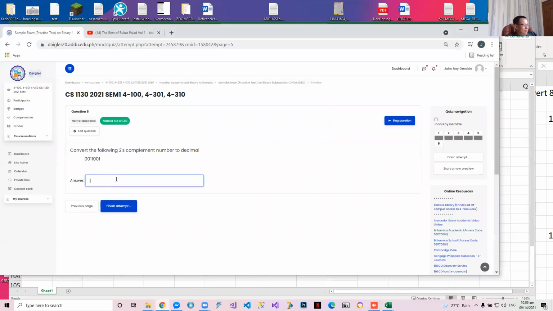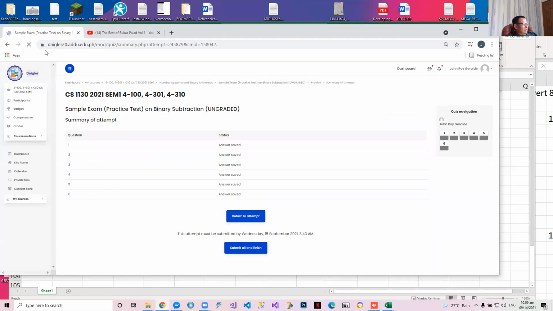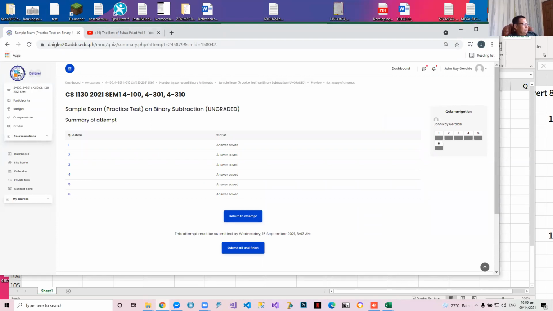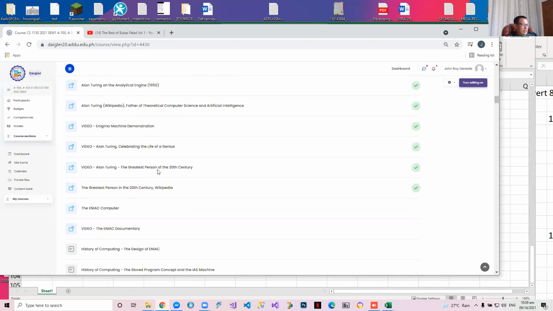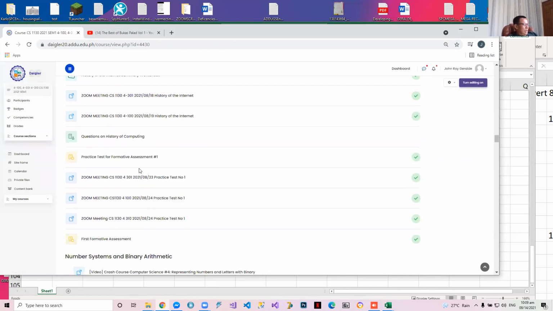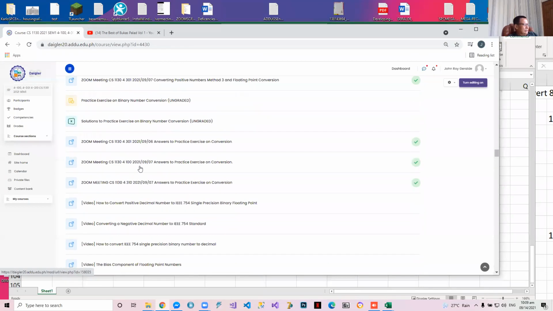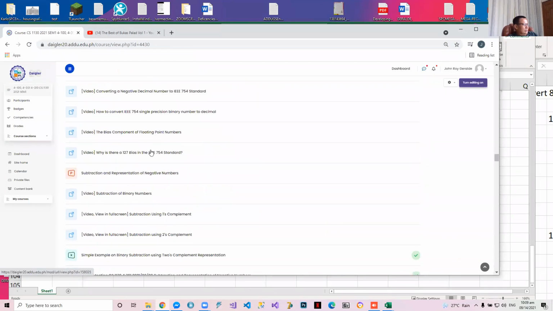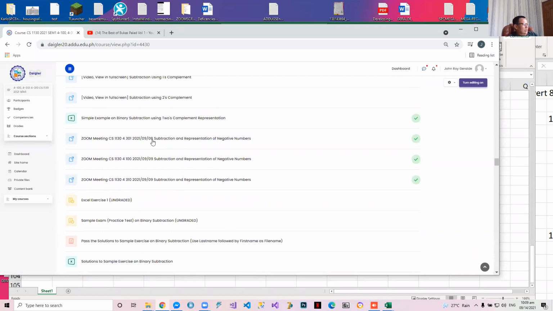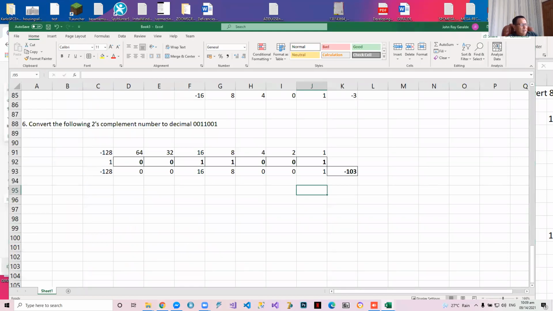Any questions so far? Okay. Any questions? Okay. So the solution to this is here. Solution to binary subtraction. Simple binary subtraction. Simple example.